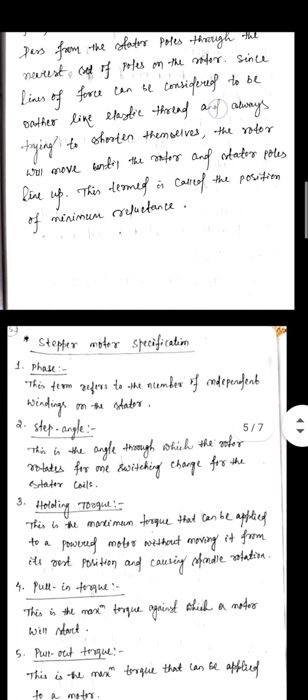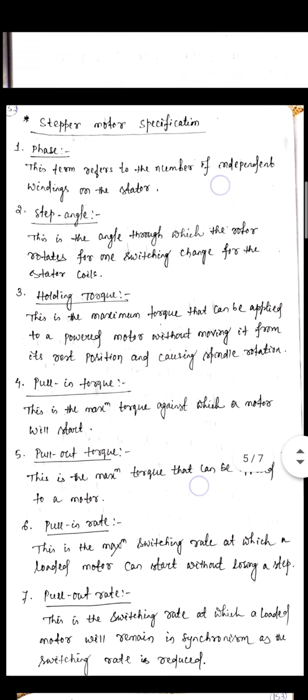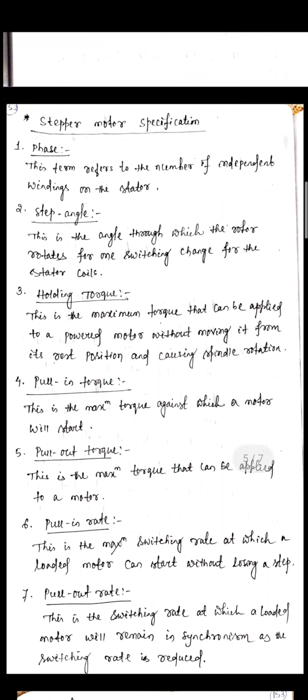So students, next we will go to the specification of stepper motor. There are various specifications. See one by one. First one is phase. What is phase? This term refers to the number of independent windings on the stator. Next, step angle. This is the angle through which the rotor rotates for one switching change for the stator coils.